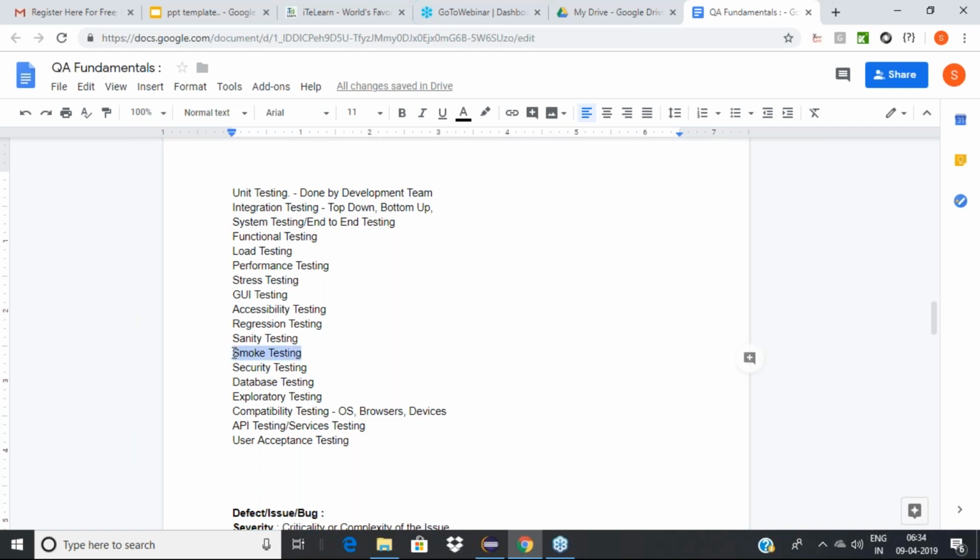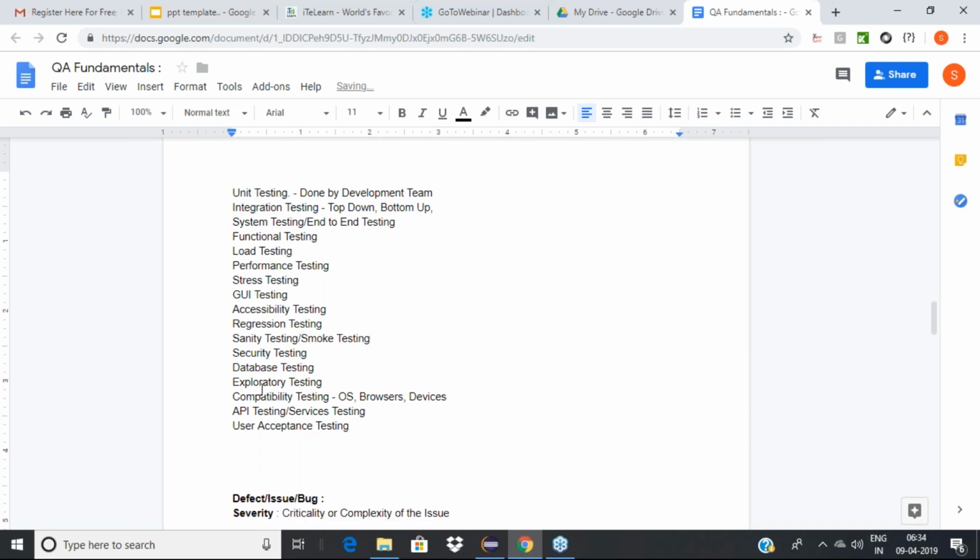Sanity testing or smoke testing are the same, and things related to security testing, database testing, exploratory testing, compatibility testing on different operating systems, browsers and devices. And then we have a separate category called API testing.